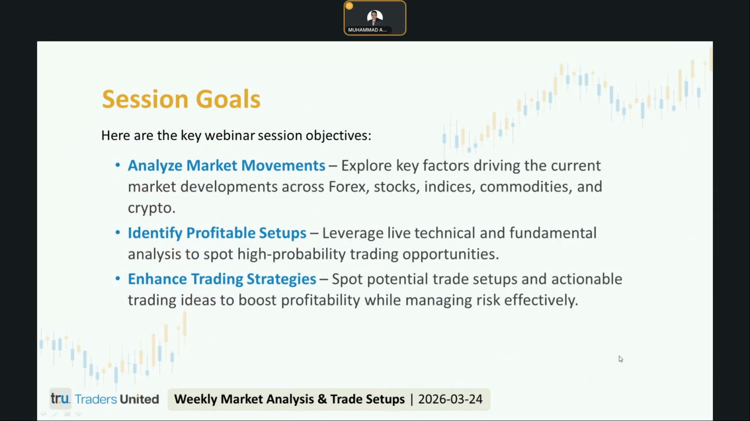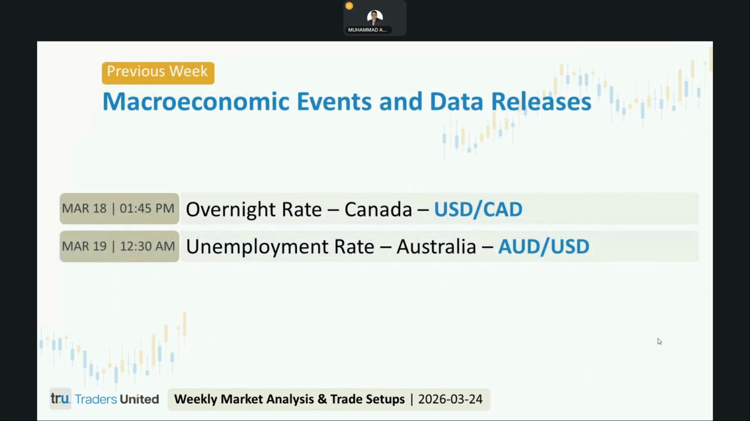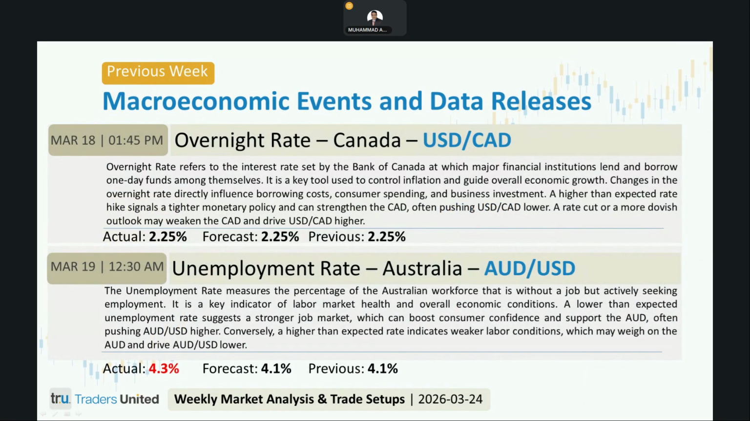These are the session goals. Let me talk about macroeconomic events and data releases. I am going to cover previous week fundamental analysis. The first one is the overnight rate Canada, USDCAD, and the second one is unemployment rate related to Australia, AUDUSD currency pair. So these are the currency pairs we are going to discuss. So let's start with the first one. Overnight rate in Canada, and our focus is on USD CAD currency pair.